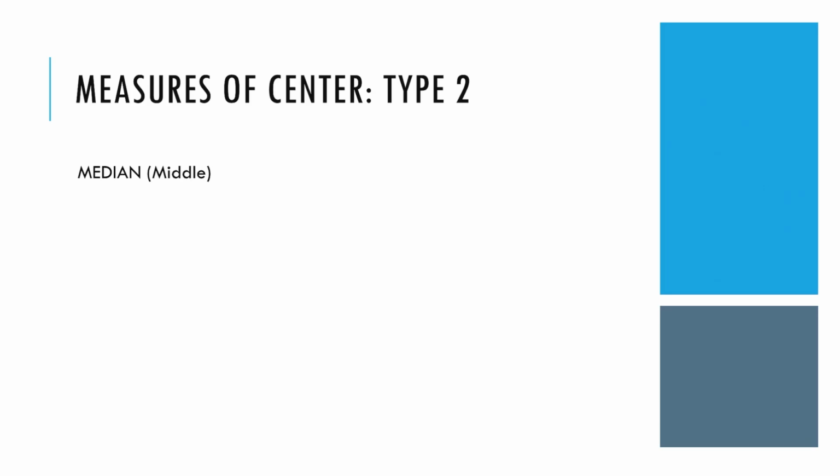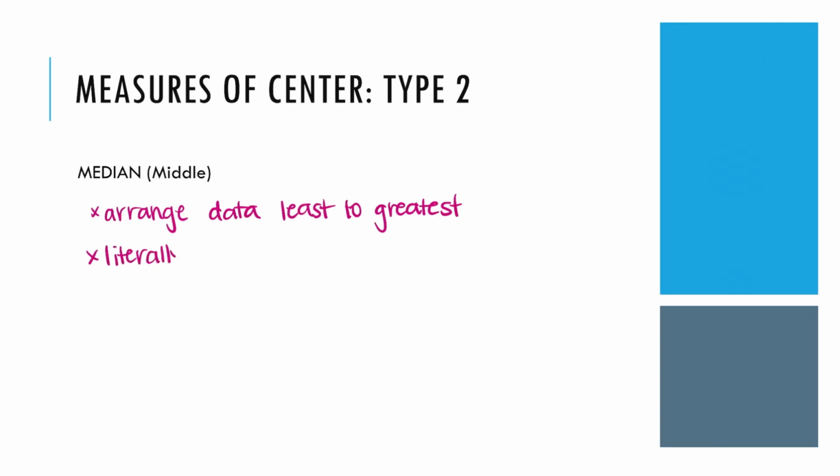Item number two, the second type, is called the median, or the middle. This is where you arrange data least to greatest, and then you literally find the middle. That's what it is. This one is really good because it shows you exactly what's in the middle. It has its pros and cons.